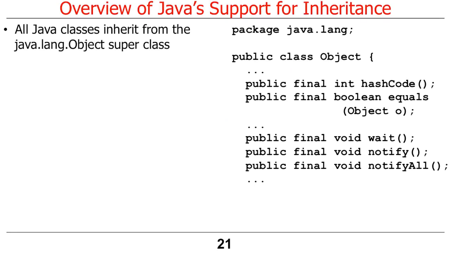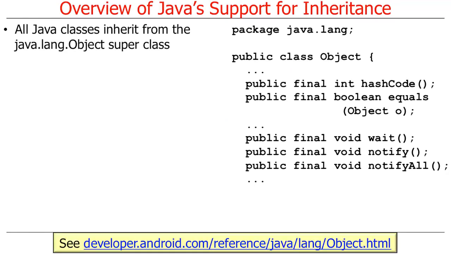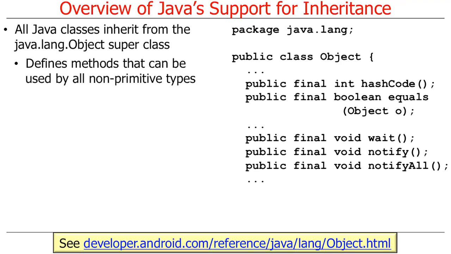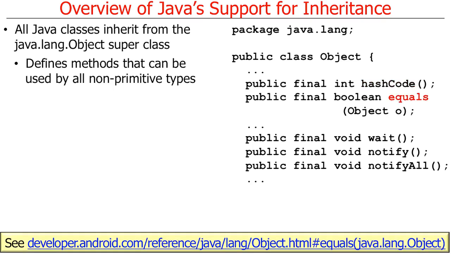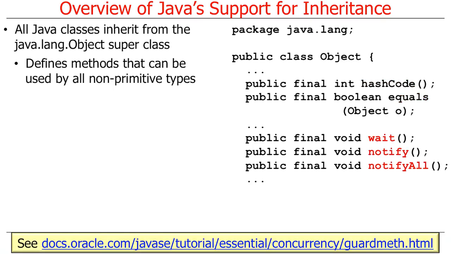All Java classes directly or indirectly inherit from the Object superclass that resides in the java.lang package. This superclass defines methods that can be used by all non-primitive types, such as classes and arrays. For example, Object defines methods that return an integer hash code for an object and use this hash code to check whether two objects are equal or not, as well as methods that objects can use to coordinate their actions in multi-threaded programs.